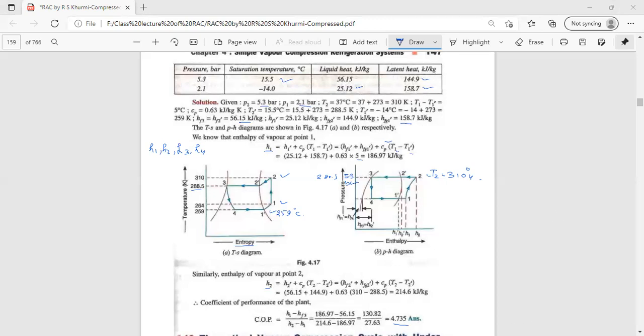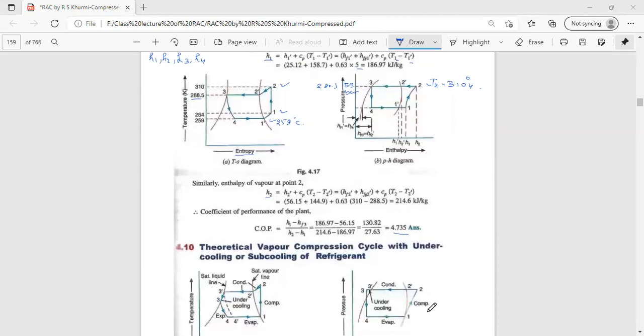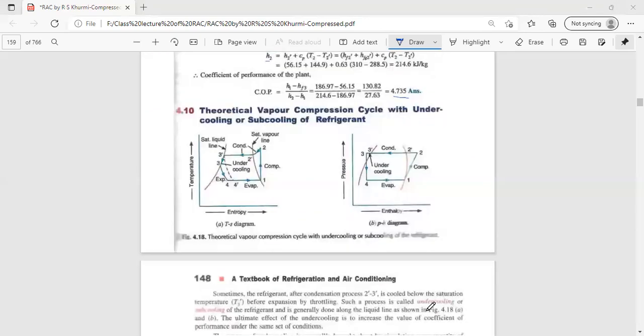Next, let us go to another problem, another critical application. Here it is shown a vapor compression cycle with undercooling or subcooling of the refrigerant. What are the four stages of a vapor compression refrigeration cycle?